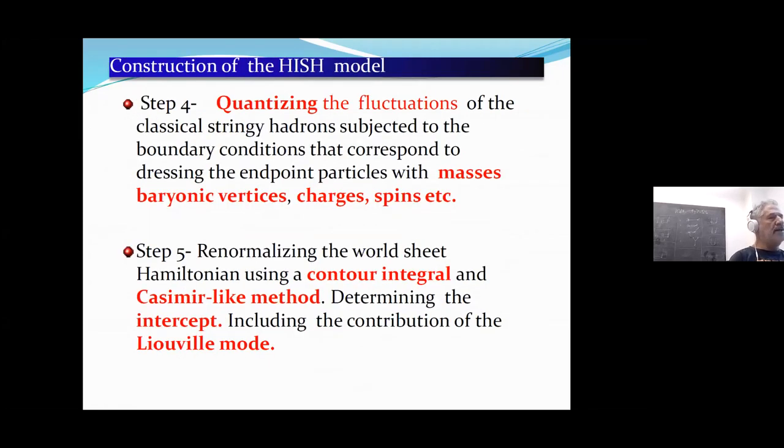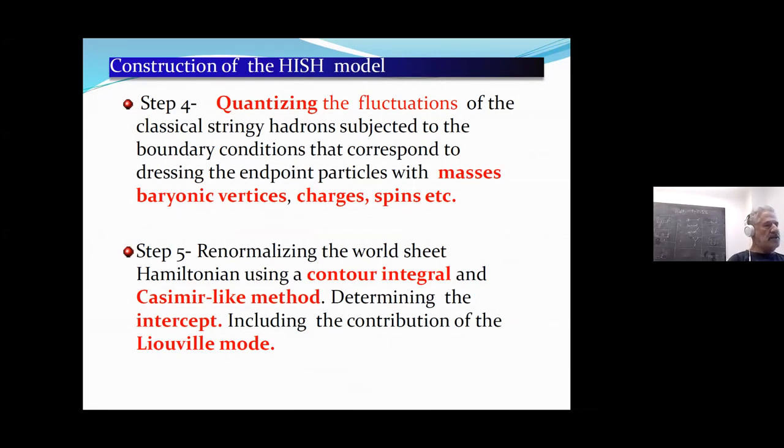Step 4, we quantize the fluctuations of the classical string. It's hard to quantize it in the holographic setup, so we quantize it after performing the map in flat 4 dimensions. And this is subjected to boundary conditions that correspond to dressing the endpoints of the string with masses, baryonic vertices, charges, spins, etc.